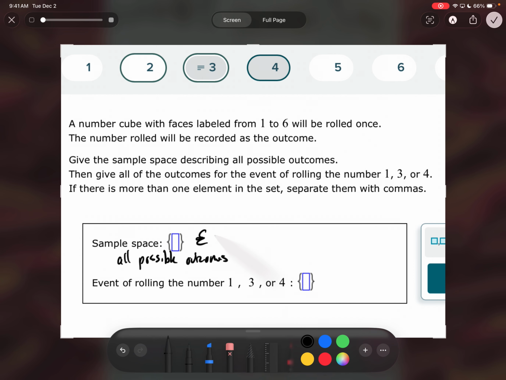So the sample space would be a 1, a 2, a 3, a 4, a 5, or a 6. So find the event. The event of a 1, 3, or 4 would be a 1, 3, or 4. So you just put it in a set. This is what probability is. When you're finding it this way, the event is all the options that you're looking at divided by all the possible options. So there's 3 out of 6, 3 that we're looking at divided by 6 total.